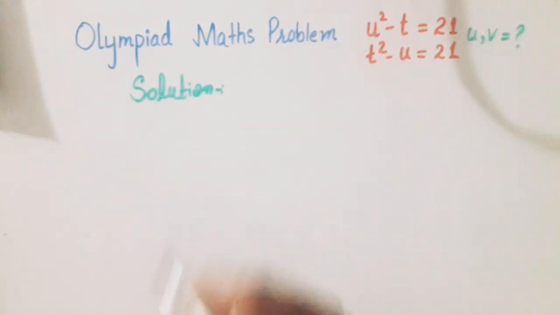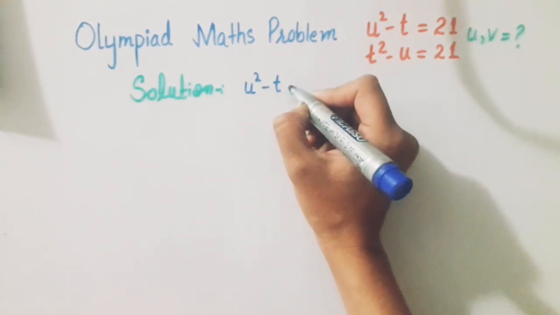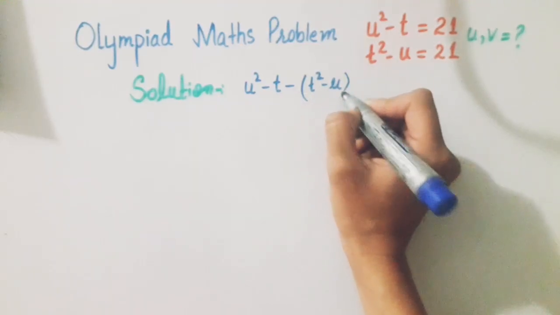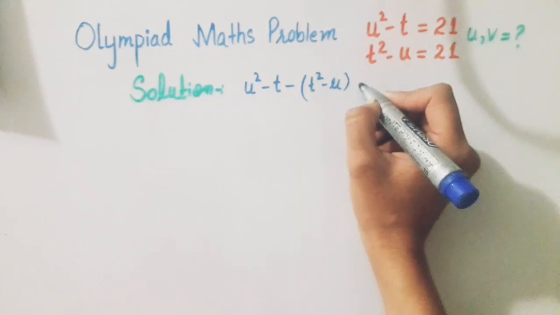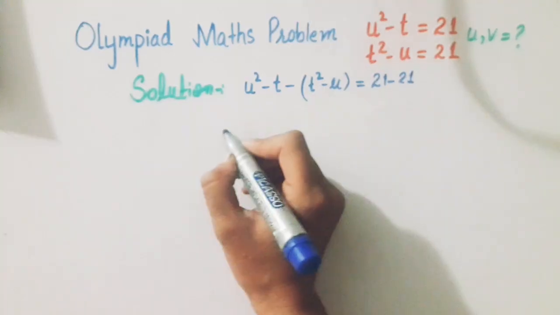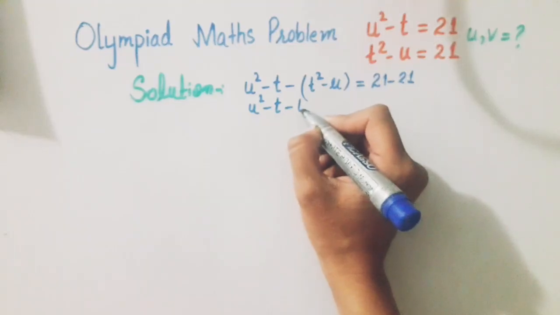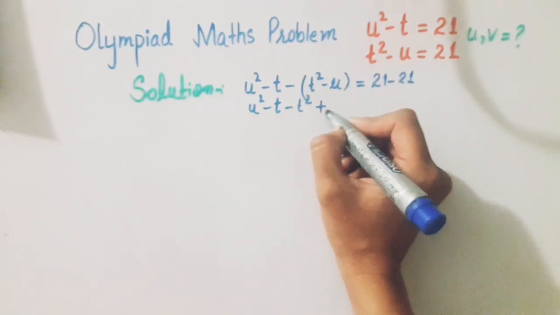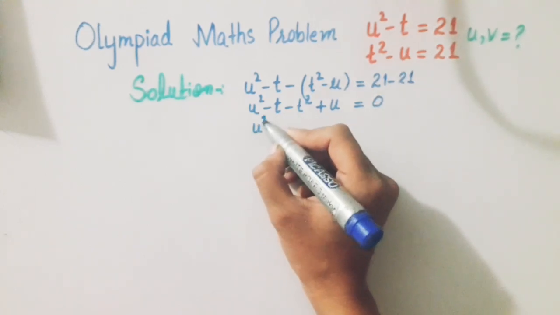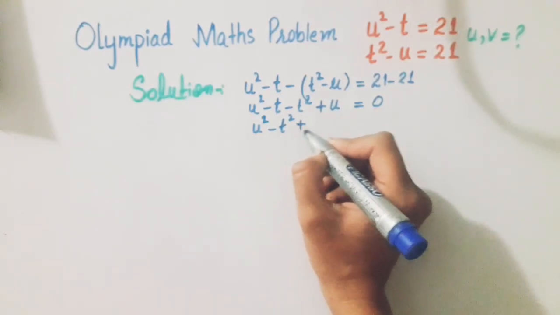For this purpose, first of all, write u square minus t, minus t square minus u, and this will be equals 21 minus 21. Now this equation will become u square minus t square plus u equals 0.